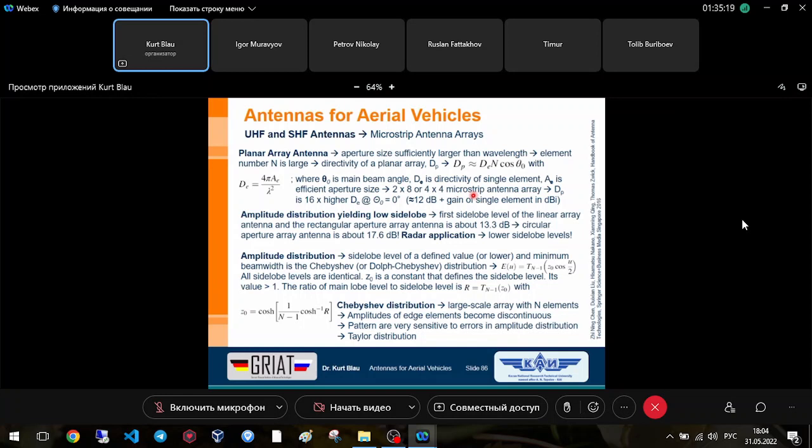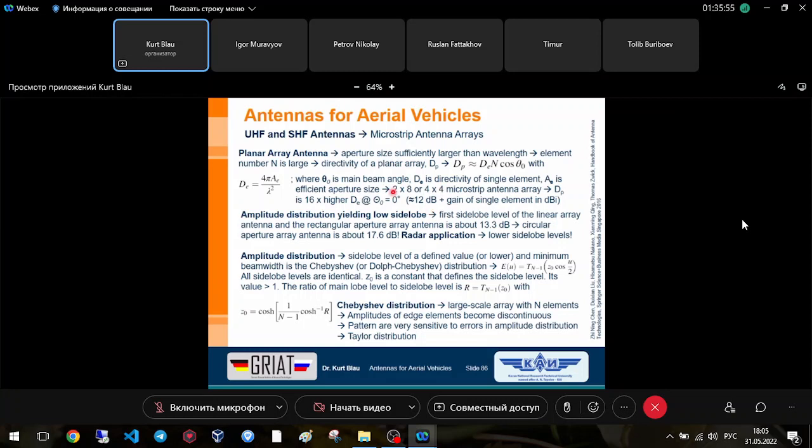What does it mean? 16 times higher means if we know the gain of the single element, then the gain of the array is the gain of the single element, in this case, plus 12 dB. Why 12 dB? You take the logarithm of 16, and then you will find it's 12 dB. 2 means 3 dB, and 2 exponent 4 means 4 times 3 dB. 4 times 3 dB is 12 dB.